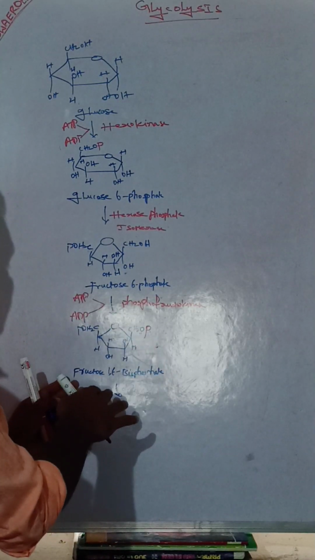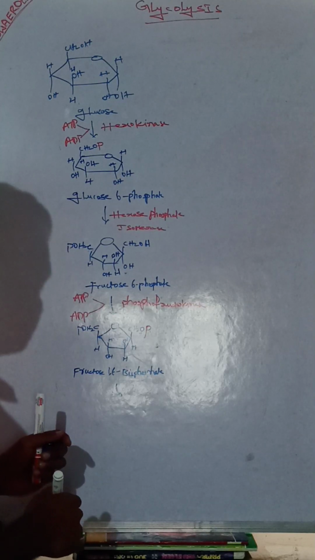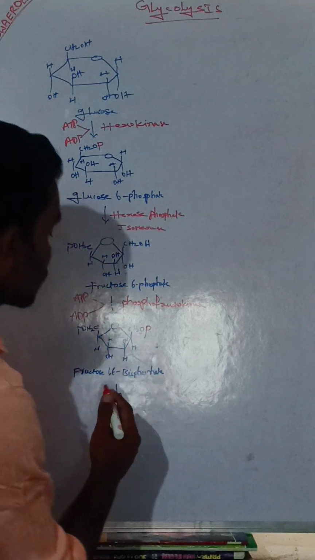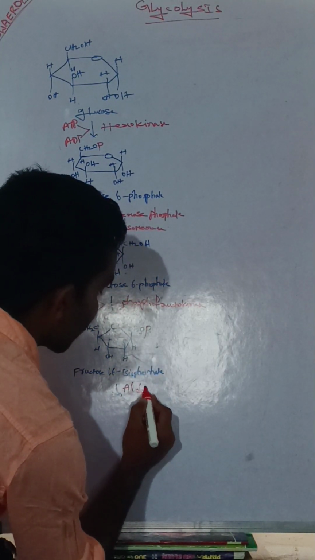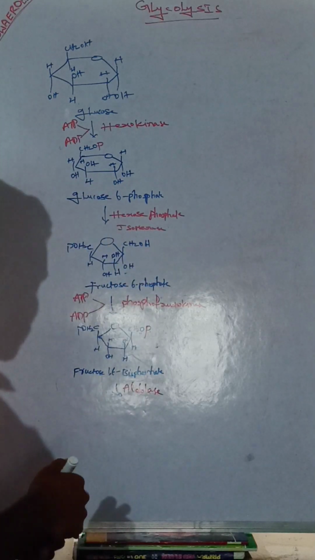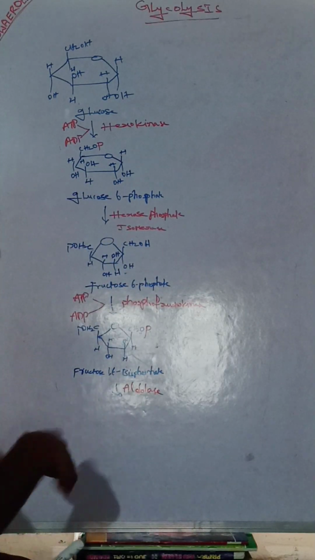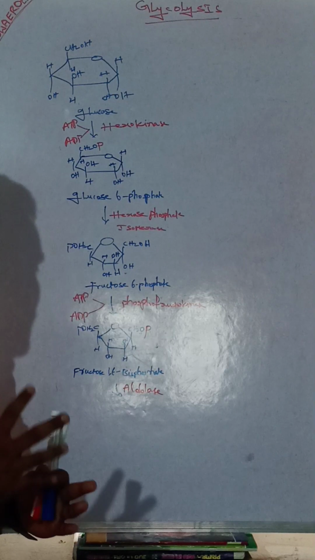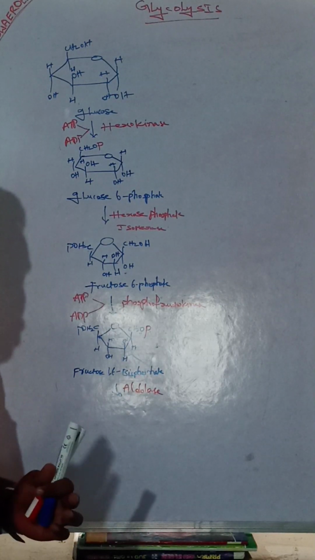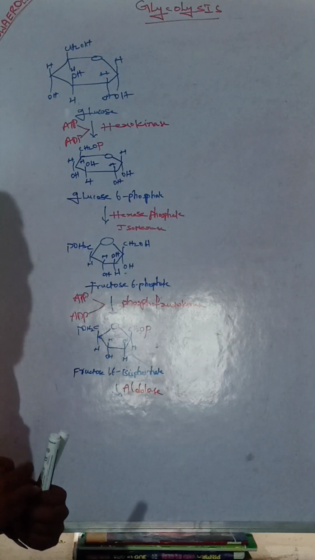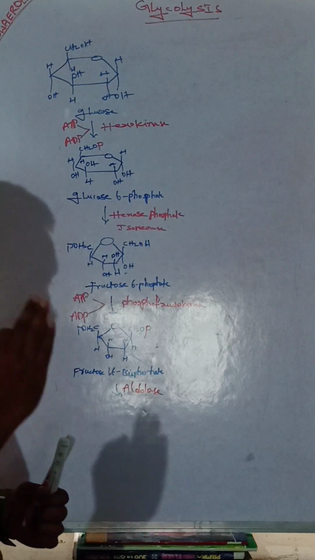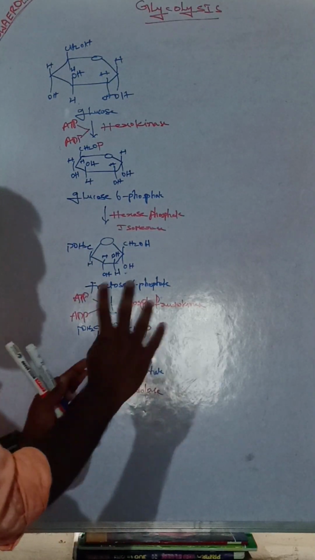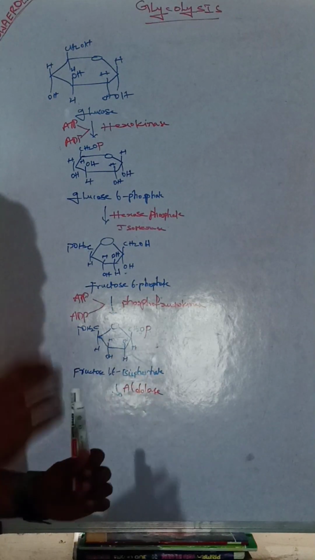Now, when this fructose 1,6-bisphosphate is exposed to the aldolase enzyme, what is the enzyme? Aldolase. By the aldolase enzyme, the fructose 1,6-bisphosphate is cleaved into two molecules, that is glyceraldehyde 3-phosphate and dihydroxyacetone phosphate. These two molecules are 3 carbon molecules. How many carbon molecules are these? 3 carbon molecules. Each molecule is made up of 3 carbons.